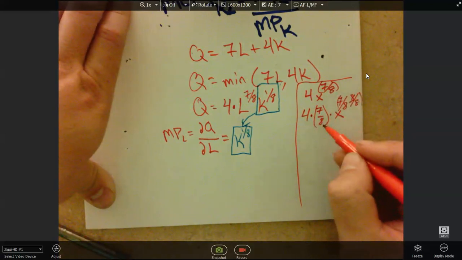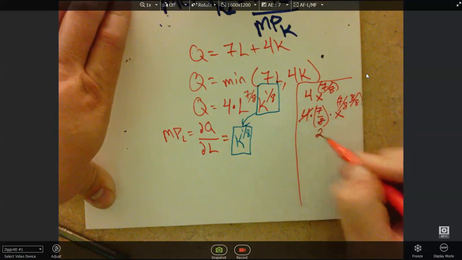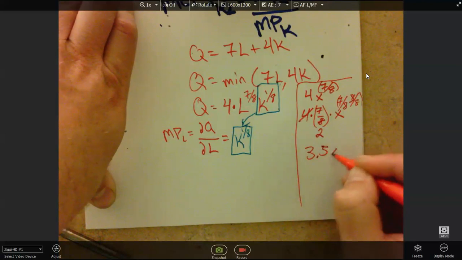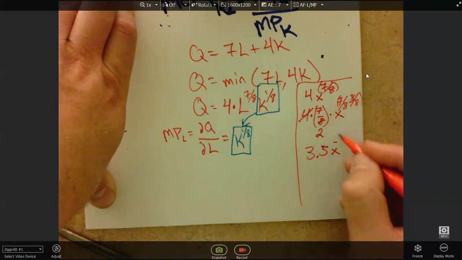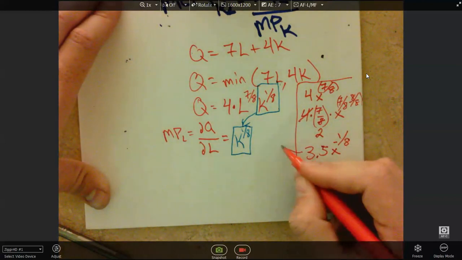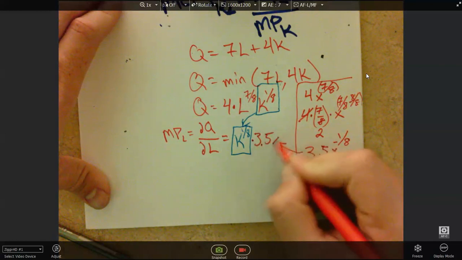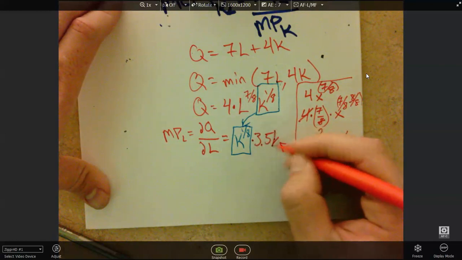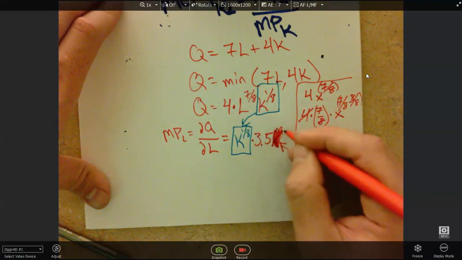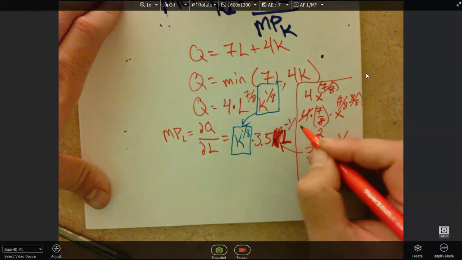4 times 7/8, the 4 and the 8 cancel out. And so we just get 7/2, which is 3.5. So it's 3.5x to the negative 1/8. So we can just go ahead and put that over here, times 3.5. Now it's not x though, it's k. Thank you. It's L to the negative 1/8.